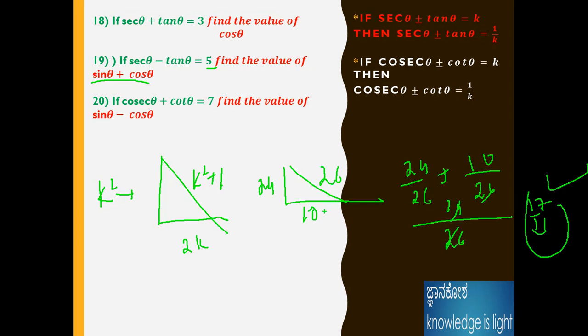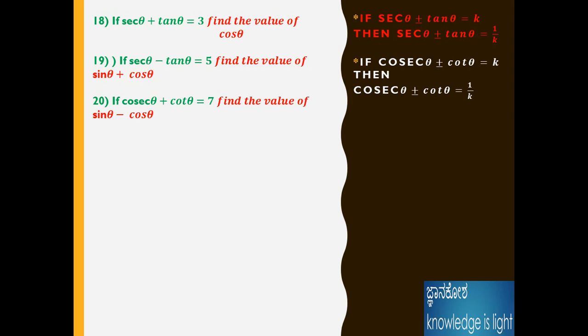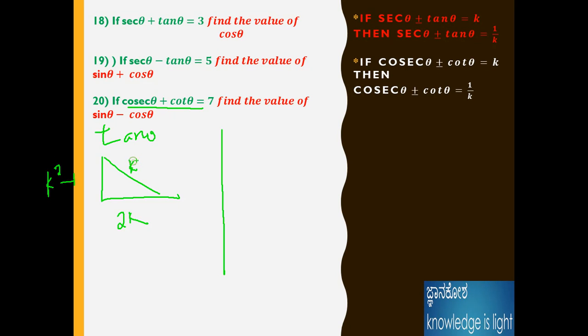Okay, next problem. If sine theta is equal to, this is also the same thing. I need to highlight one more important point for this kind of problem. If cos theta, cot theta or tan theta is coming, for a tan theta problem apply this triangle logic: 2k, k square minus 1, k square plus 1. For the cot theta one, please apply this logic.